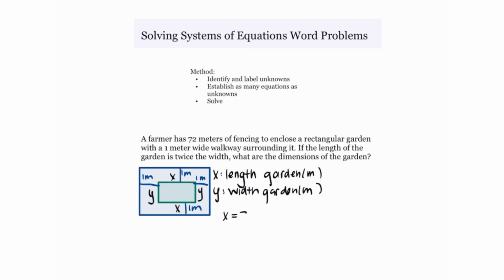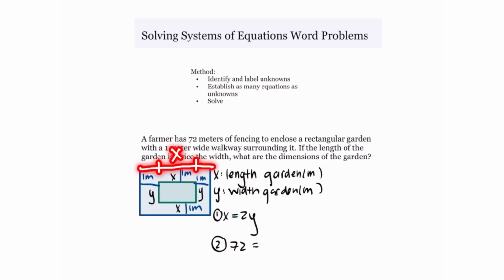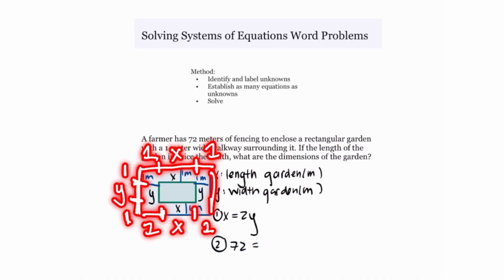We're told in that last sentence that the length of the garden is twice the width. We therefore can establish the equation x is equal to 2y. The other key point of information is that 72 meters of fencing. We can calculate the fencing because we know that x is the length of the garden, y is the width of the garden, and we know the distance between the garden and the fencing, so it's 1 meter.